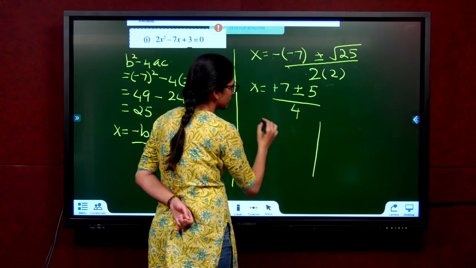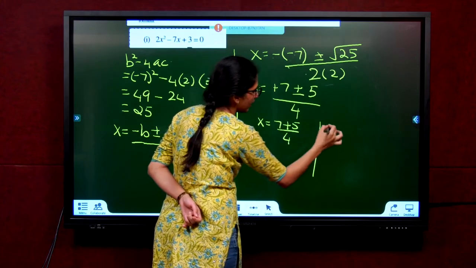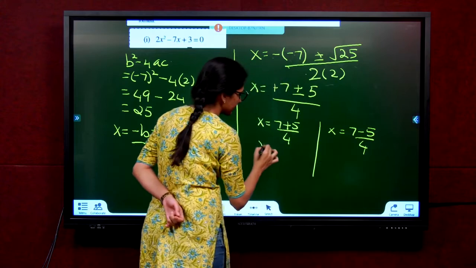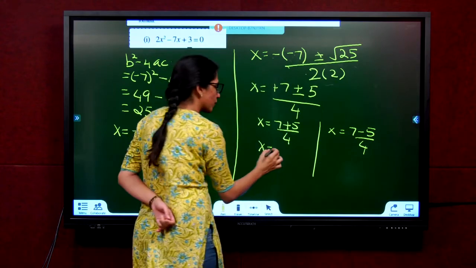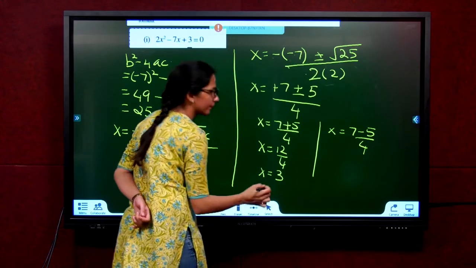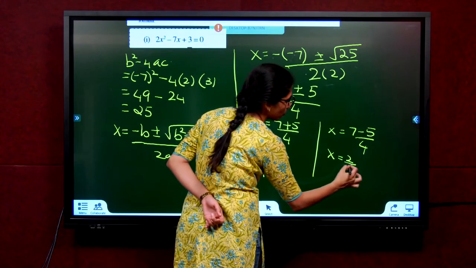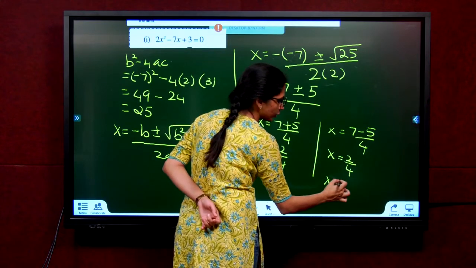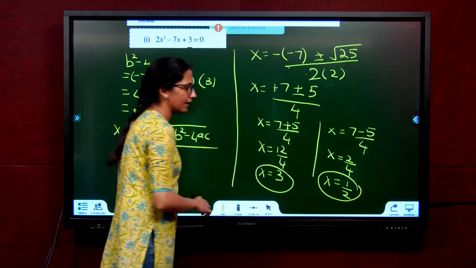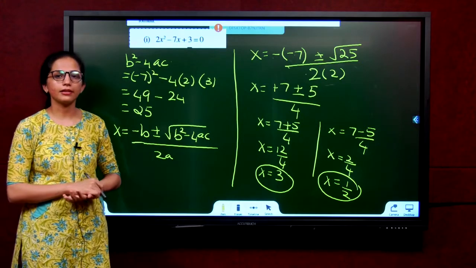So this will give two possible solutions. X equals 7 plus 5 by 4 and x equals 7 minus 5 by 4. X is equal to 7 plus 5, 12, 12 by 4. X is equal to 3. X is equal to 7 minus 5, 2 by 4. Cancel with 2. This is nothing but 1 by 2. So x equals 3 and x equals 1 by 2 are the roots of the given quadratic equation.